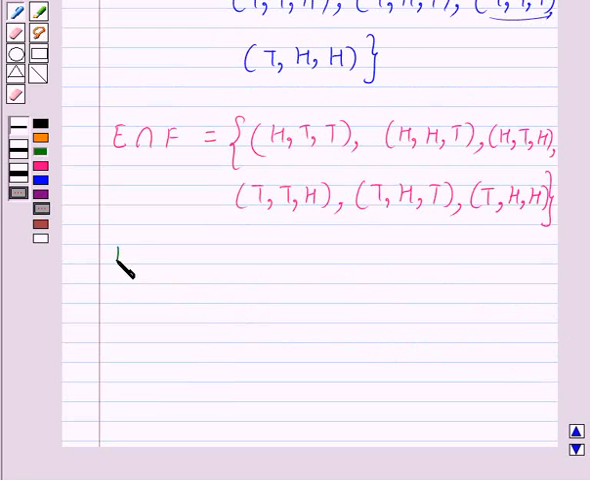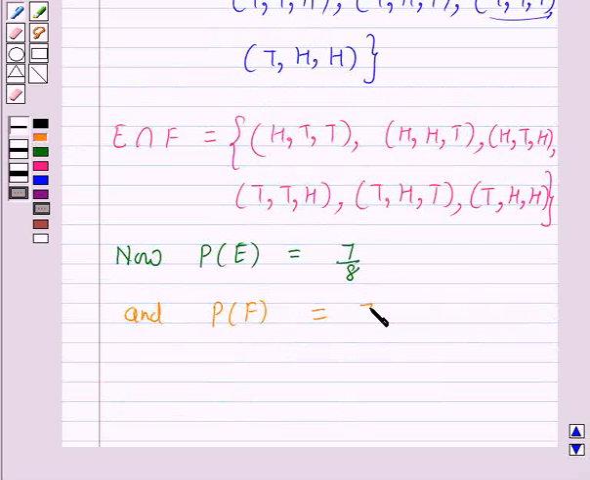Now probability of E is equal to 7/8, because E has 7 elements and the sample space has 8 elements, and probability of F is also 7/8. Again, the probability of E intersection F is equal to 6 upon 8.